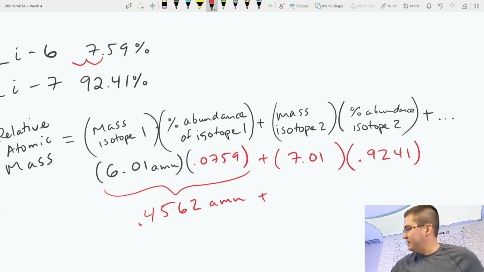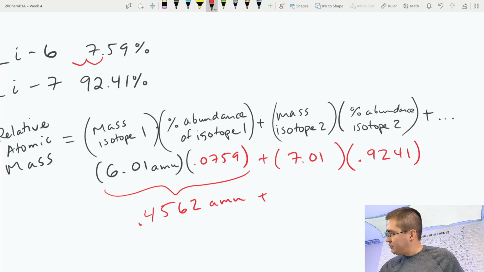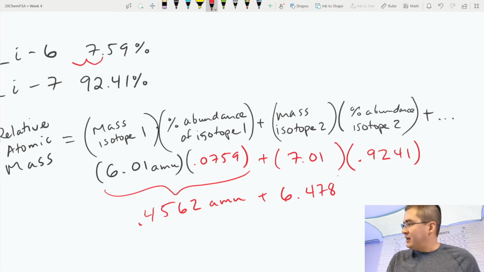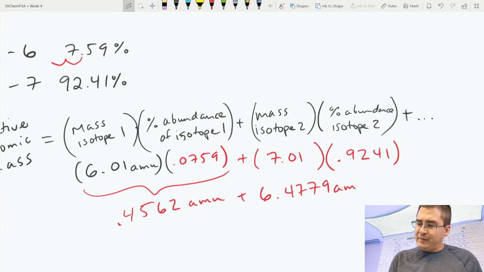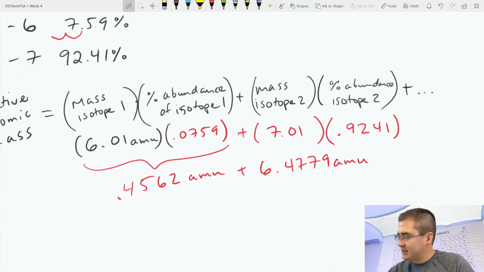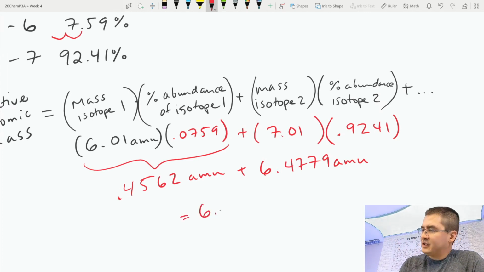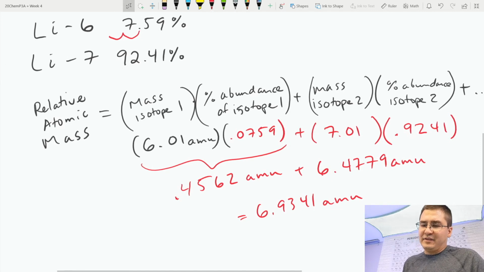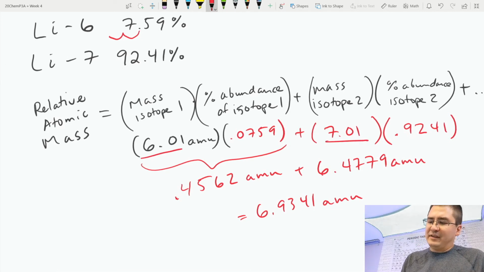Plus 7.01 times 0.9241, which is 6.478, or 477, I can say 6.4779 AMU. Let's add them together: plus 0.4562 equals 6.9341 AMU.